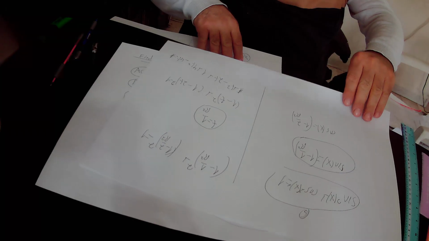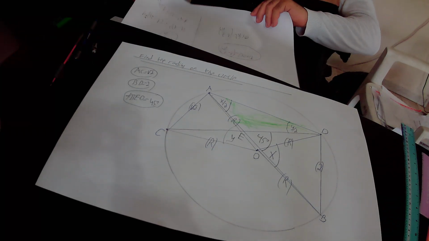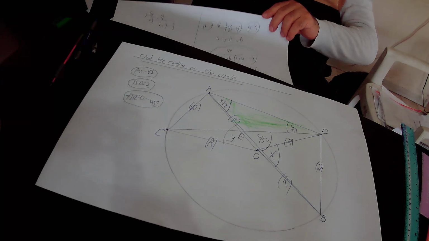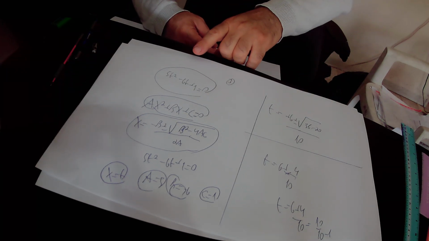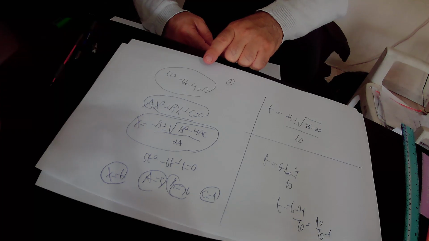So in conclusion we found that 5t squared minus 6t plus 1 equals 0.